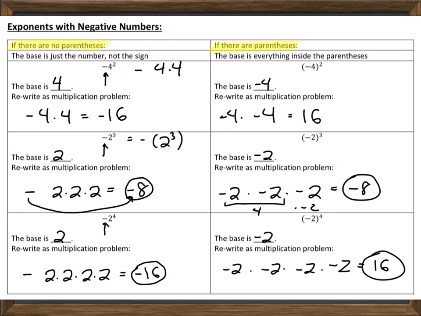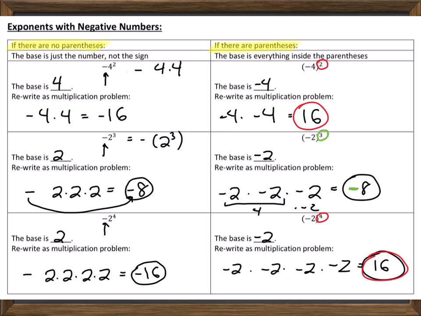Another pattern to notice, if you like to pay attention to patterns, is that if I take a negative number and raise it to an even power, notice in both of these cases it becomes positive. If I raise a negative number to an odd power, then it's going to stay negative.